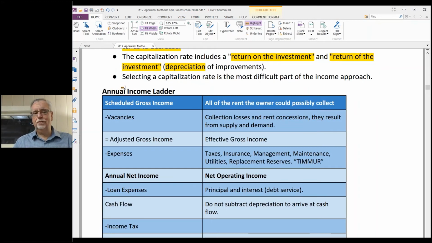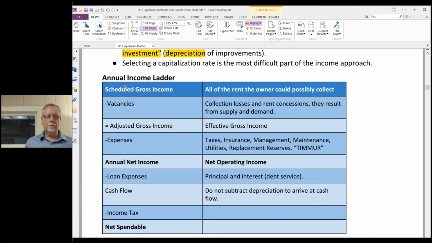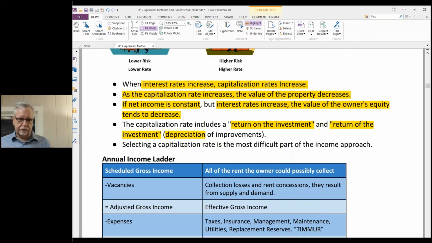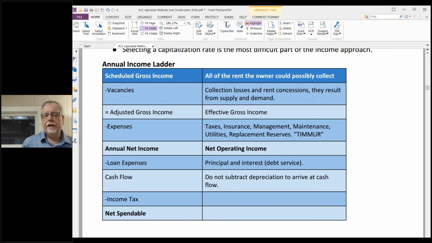Doesn't it seem like a difficult part? So income divided by rate equals value. Rate is difficult. Income may be a little bit simpler. Now we're going to look at it two different ways.